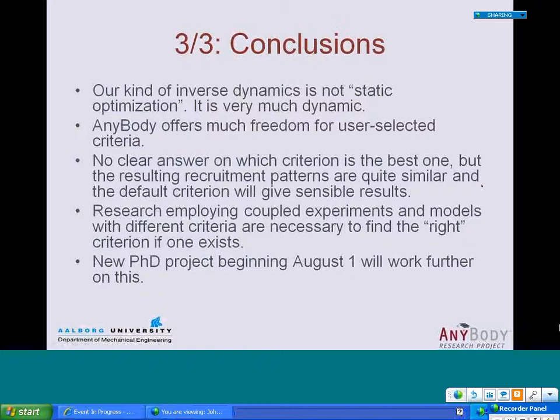We are going to continue our research into this field. The research must do experiments and corresponding models, and then we must compare the results of the experiments and the models. We have been lucky enough to secure funding for a PhD student who will begin working on this from the 1st of August, and 3 years forward. When we get 3 years down the line, hopefully he has some very interesting results to offer on which criterion is actually the right one.